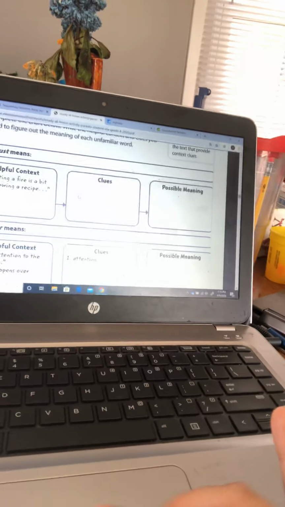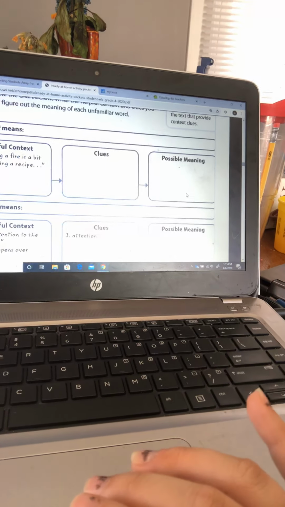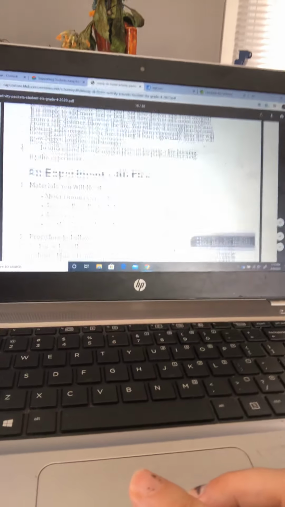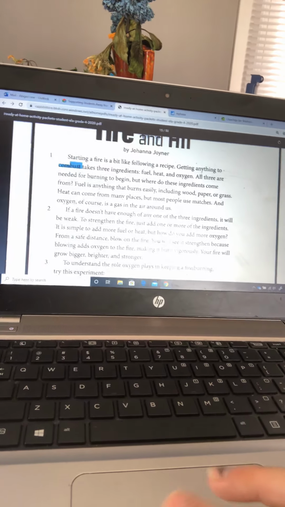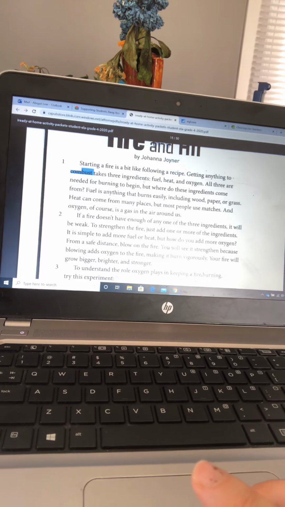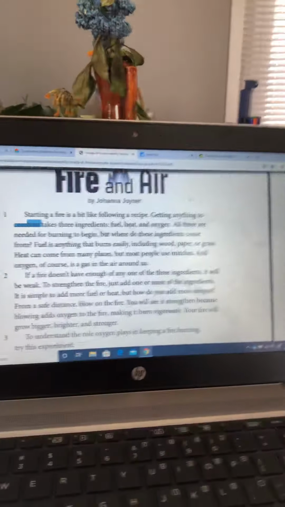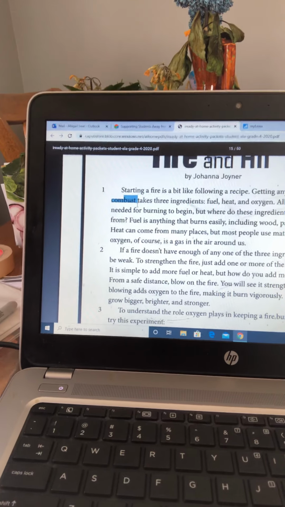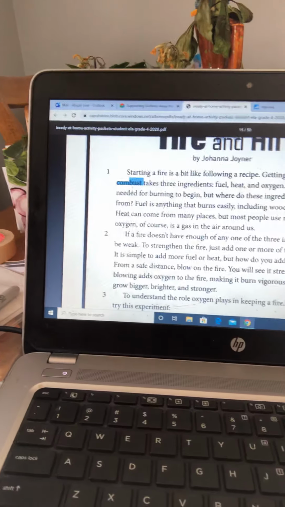Okay. Possible meanings. So fire and burning are our clues. What's a possible meaning? Combust. I always like to fill in something else for combust. Getting anything to combust takes 3 ingredients. What could we put in there? Getting anything to fire, getting anything to burning. Burn. Get anything to burn. I think we're getting closer.